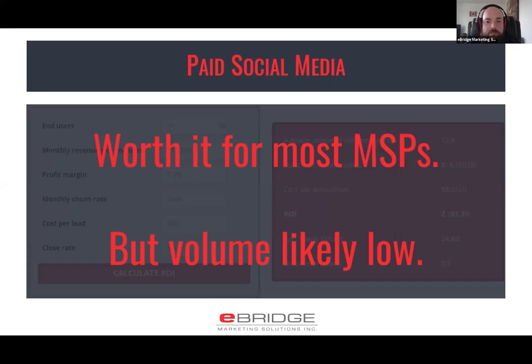And if you go onto Facebook or LinkedIn and you do start to create a campaign, LinkedIn and Facebook will tell you approximately how many leads you can generate per month, and you can probably expect a few. So this is a really nice tactic. It's worth doing, but it's not very scalable, I suppose, unless you're an MSP that might be more nationally oriented. But for most MSPs that are looking to work in their own city or county, the volume is going to be low, but it's still worthwhile.